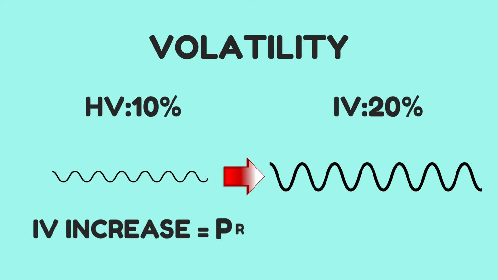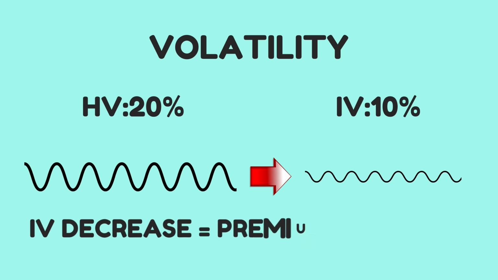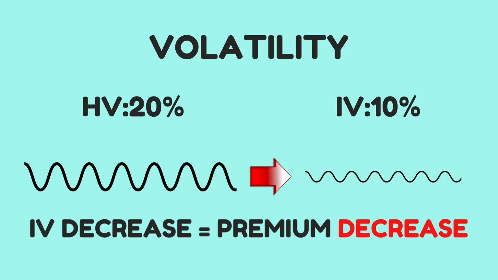Basically, if a stock has IV of 20% and HV of 10%, that means the stock is expected to be more volatile in the future. And higher IV in the future means higher premium. Vice versa, if the stock has HV of 20% and IV of 10%, that means the stock is expected to be less volatile and you can expect to lose premium in the future.